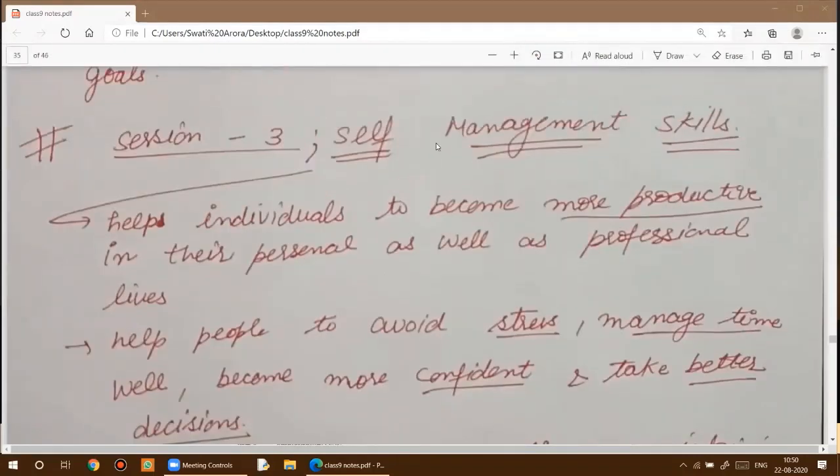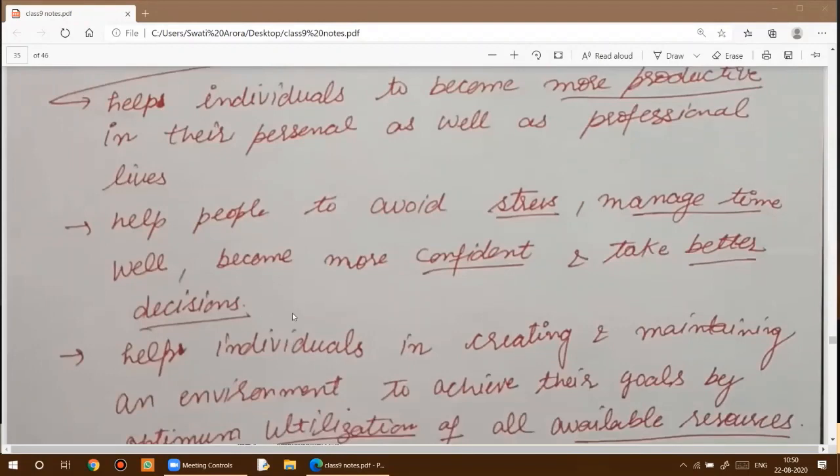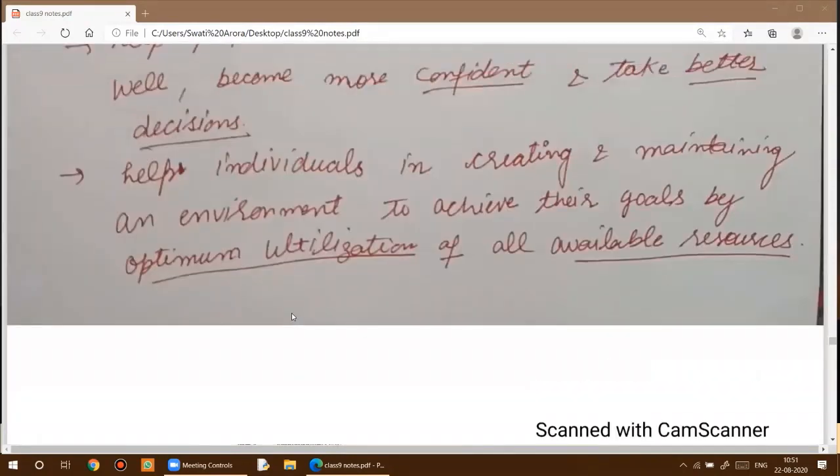So what skills will you have if you are self-managed? What do we mean by self-management skills? Self-management skills help the individual become more productive in their personal as well as professional life. Productive means that you will be giving more output than before. If you have self-management skills, then you will not be under stress. You will be able to manage your time properly. You will feel confident and you will be able to take better decisions. That will help you attain your objectives easily. These skills also help in creating an environment that helps you achieve your goals with the available resources.